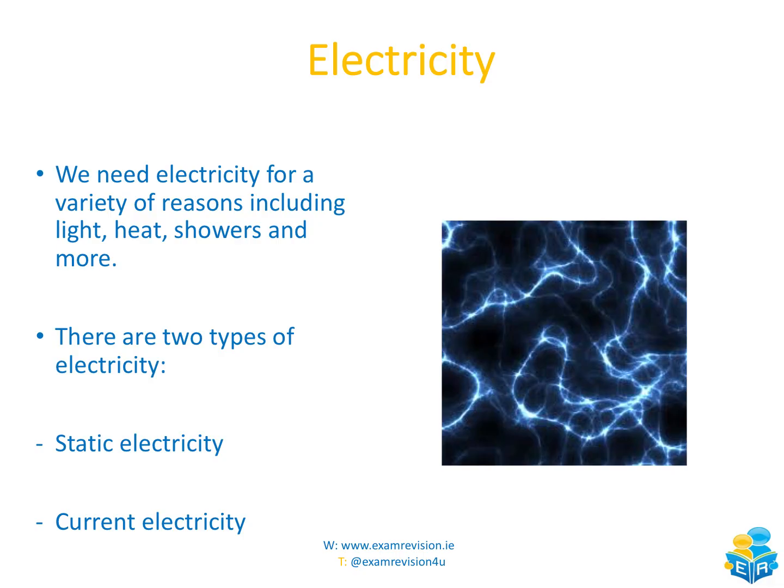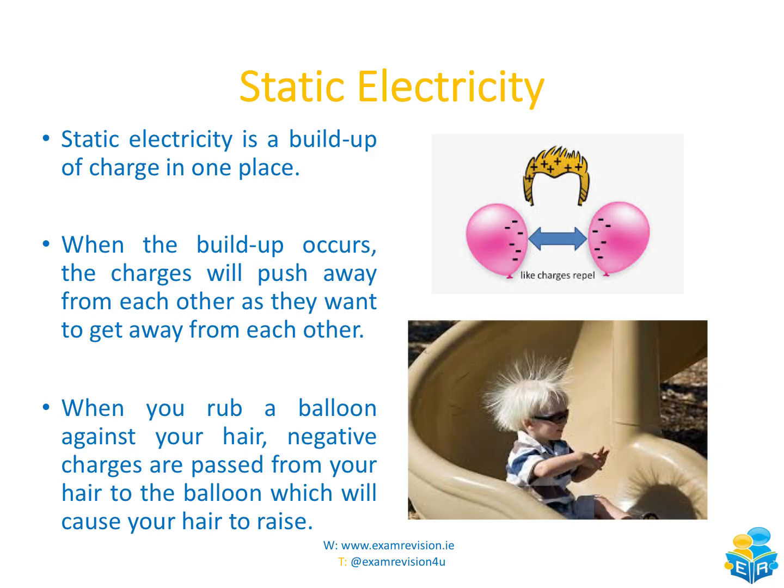Now, when we talk about electricity, we need electricity for a variety of different reasons. Some of these being lighting up our homes, heat, having showers, and much more. Now, there are two types of electricity. We have static electricity and we have current electricity, and you will look at both, or will already have looked at both, as part of your Junior Cycle Science course.